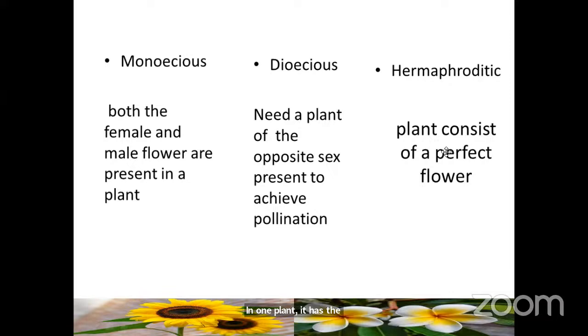So if you try to get back to our definition of a perfect flower, the flower itself has its male and female reproductive organs or parts. I mean, reproductive parts.